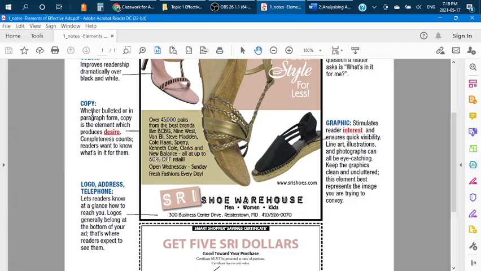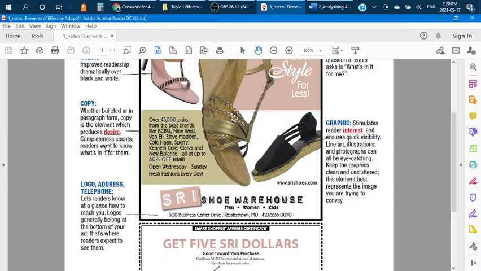Now we have the copy. Copy is just an advertising word that means writing that you put in your advertising. So whether it's in bulleted points or in paragraph form, copy is the element which produces a desire. So this is where you tell somebody what they're able to get and where you actually cause a desire in the customer to come to your store and buy something. So this is what's going to make them say, oh, I want that.